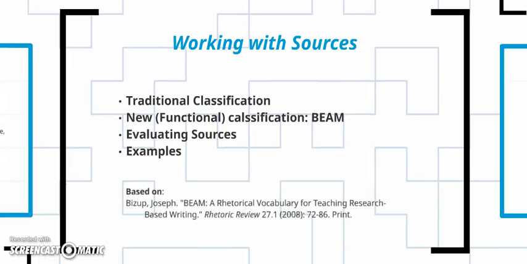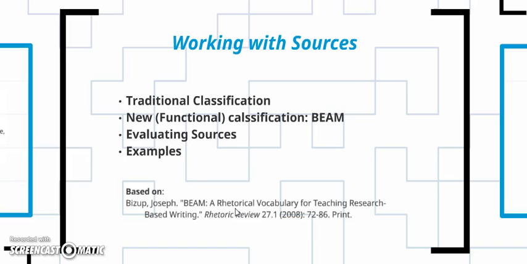Okay, four topics. Traditional classification. This is probably language that you're already familiar with. A new functional classification called by the acronym BEAM, evaluating sources and examples. This entire presentation is based on an article by Joseph Bizup. If you see at the bottom here, Based on BEAM, Rhetorical Vocabulary for Teaching Research-Based Writing, Rhetoric Review, Volume 27, Issue 1, 2008, pages 72 through 86, and print.